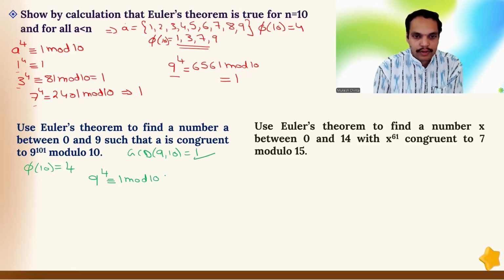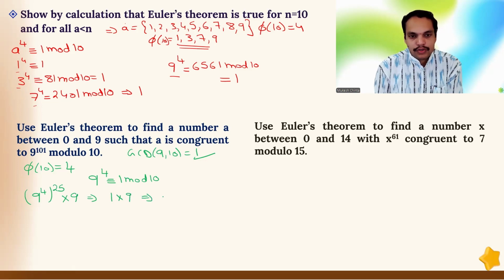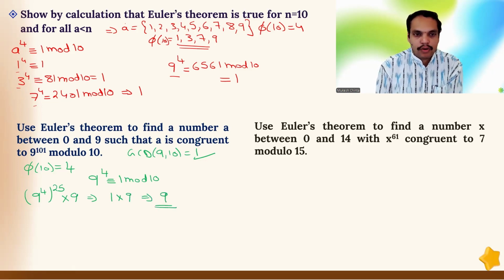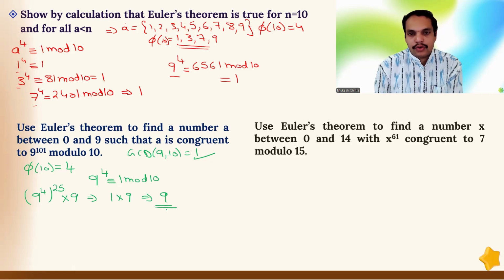This, for a fact, I know. Now, how do I convert this? I can simply write 9 to the power of 101 as 9 to the power of 4, whole power 25, into 9. In that case, I get 1 into 9, which gives me the answer as 9. So the value of the number a here is 9.